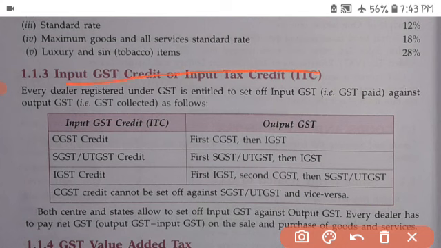Input IGST or tax and ITC, input tax credit: CGST credit, SGST, IGST credit. Output GST: first CGST, then IGST. First SGST, UTGST, then IGST. First IGST, second CGST, and then SGST and UTGST.